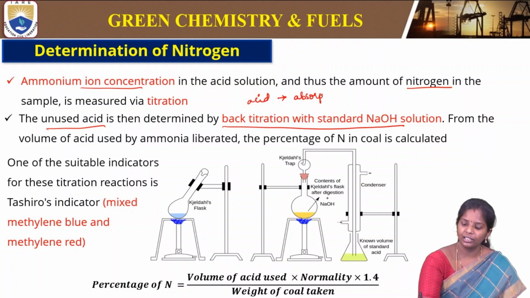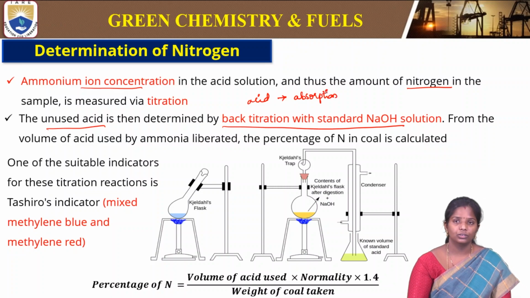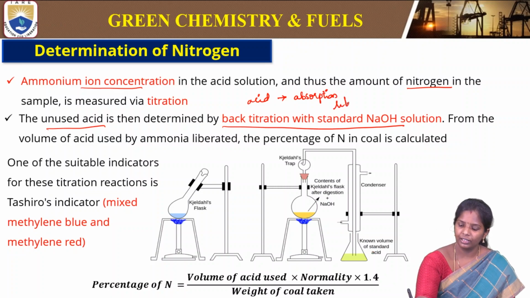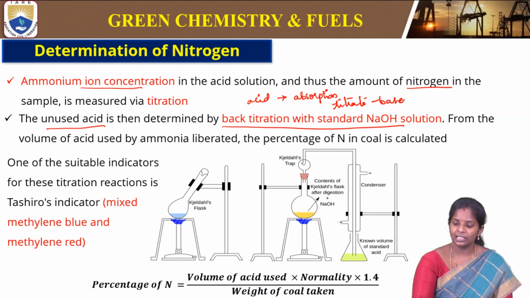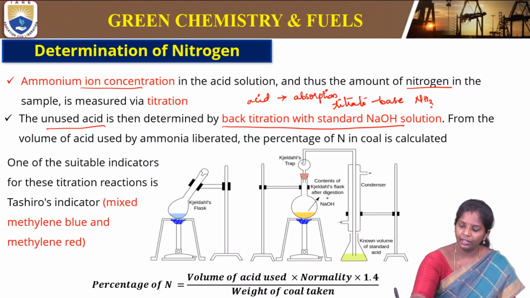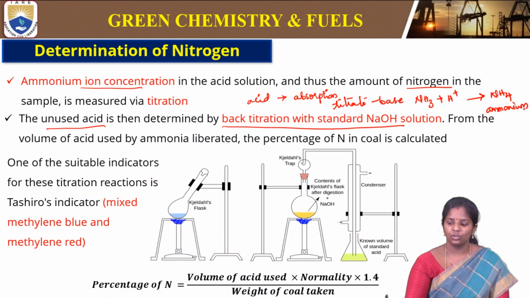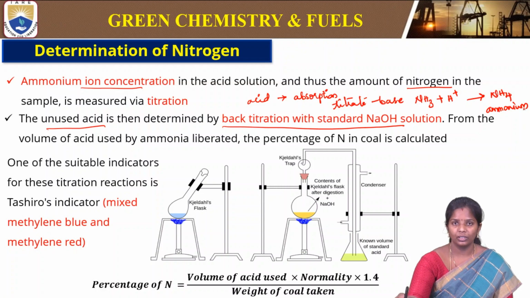So we have to definitely titrate with a base. So what is happening here? The ammonia is reacting with the acid, that is H plus ions, and will form NH4, so this is the ammonium ion. Ammonium is forming, so there will be remaining acid molecules, the acid content which is not reacting with the ammonia.